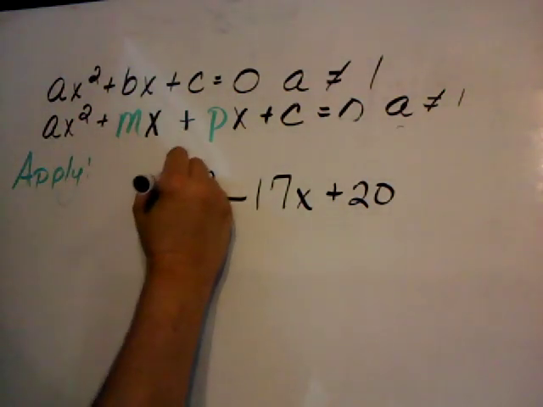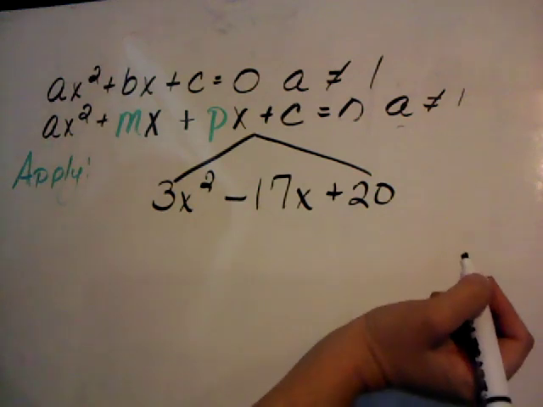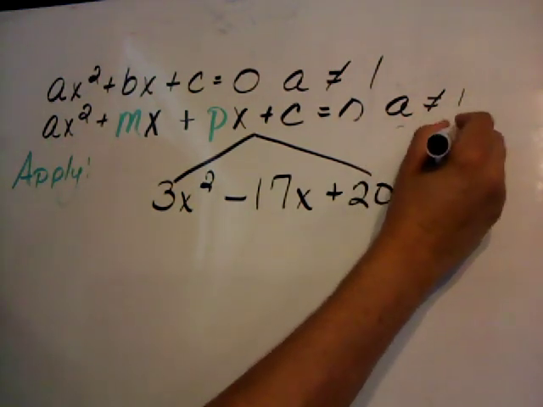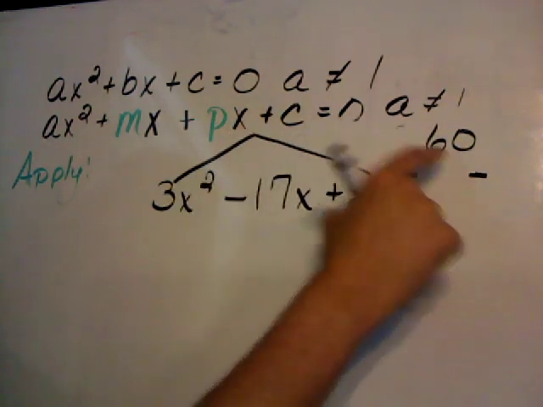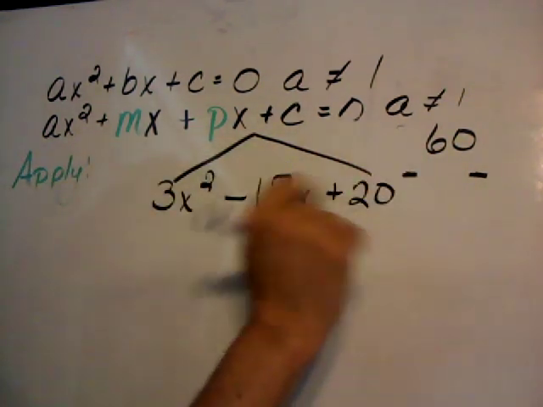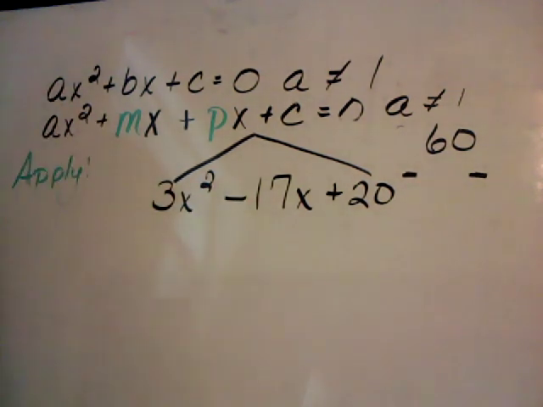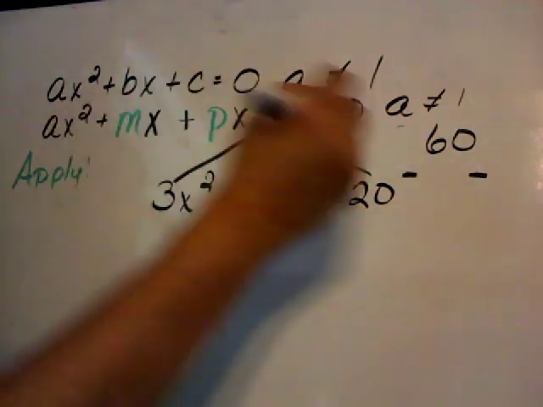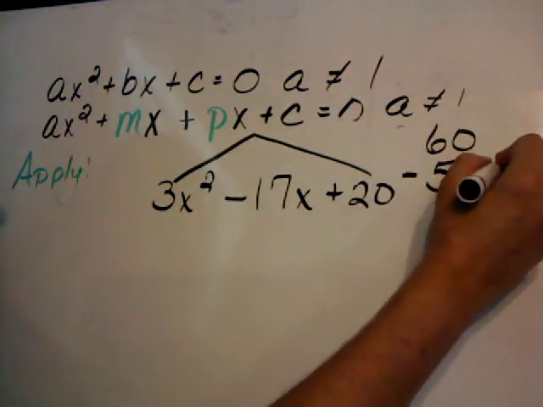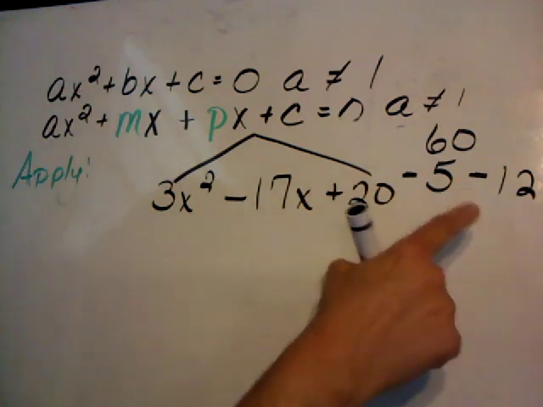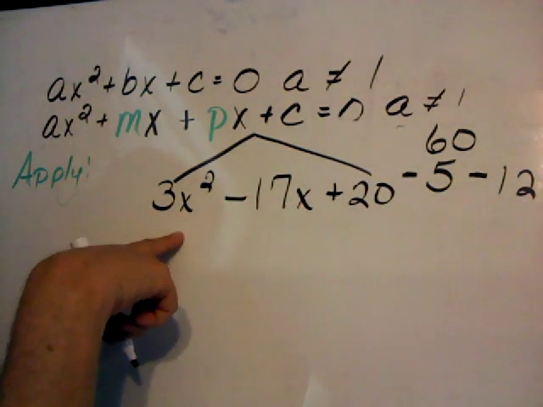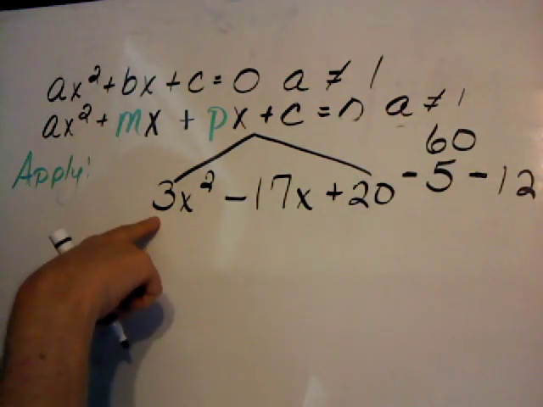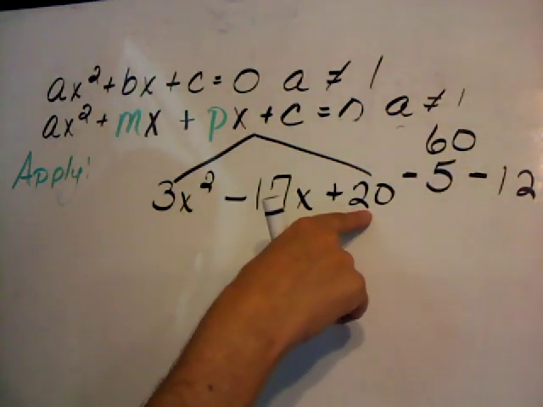First, we have to multiply 3 times 20, which is going to give me 60. Now, I need a negative times a negative that will give me 60 when I multiply, and when I add, I will get negative 17. And so I'm going to use 5 and 12. Now remember, when I group down here, I want to use things that can factor together. So the 12 should go with the 3, and the 5 should go with the 20.